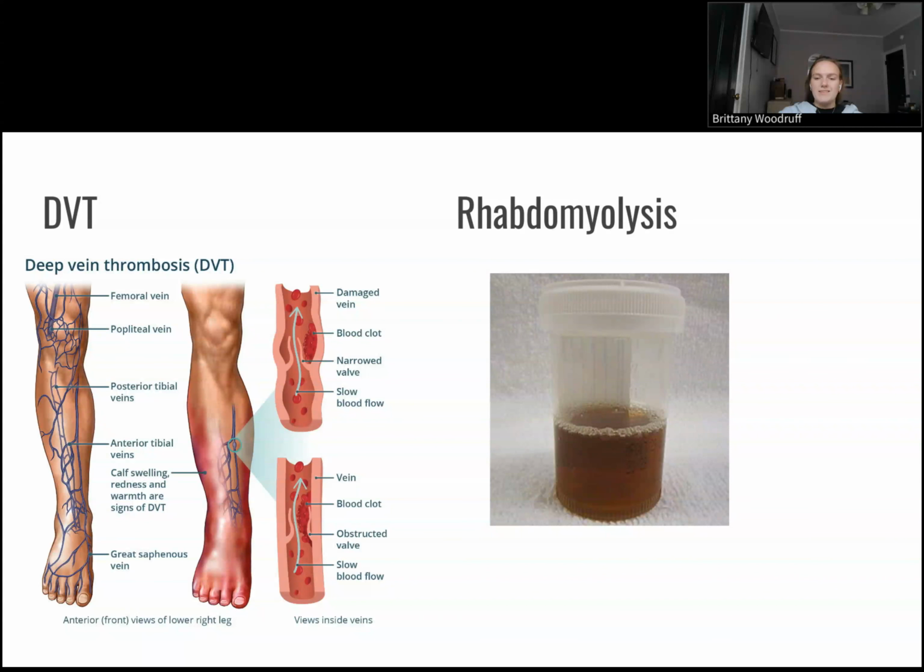Rhabdomyolysis, this is what I was talking about, that tea-colored urine. I've heard it called Coca-Cola urine. You see that dark color in there, okay? That is due to the rapid breakdown of muscle tissue.